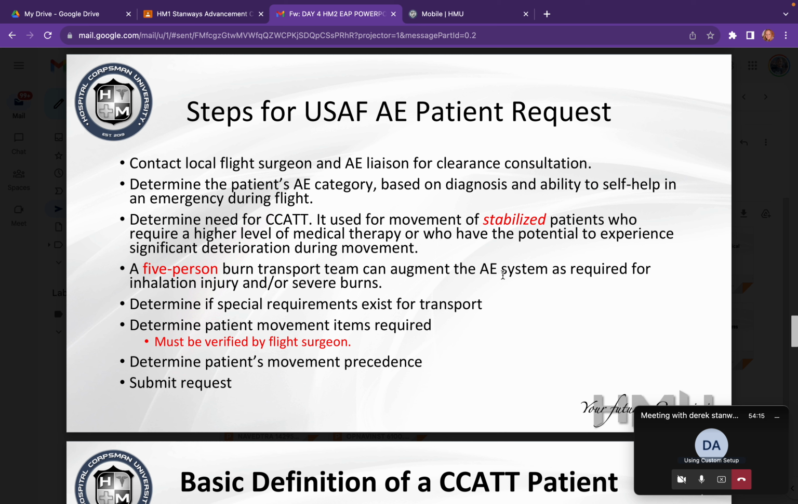And that usually comes from whatever surgical team is seeing that patient, because obviously you won't have those capabilities at a BAS or at your Role 1. Determine patient movement items required, which must be verified by a flight surgeon, and determine patient's movement precedence. And then submit your report.